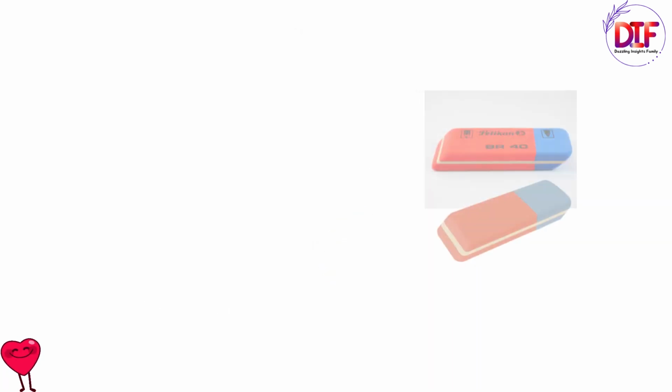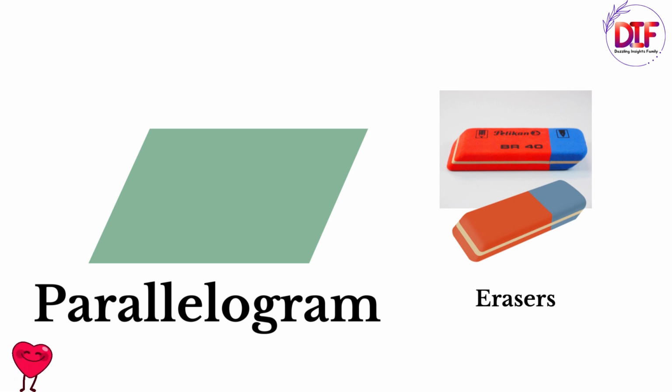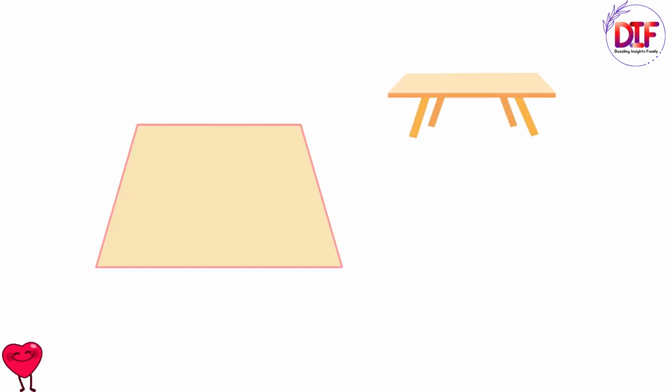The next shape we have here is parallelogram. Parallelogram, P-A-R-A-L-L-O-G-R-A-M, parallelogram. And a very good example of this shape is eraser. This particular eraser on our screen here has the shape of a parallelogram. Another shape that we have is trapezium.